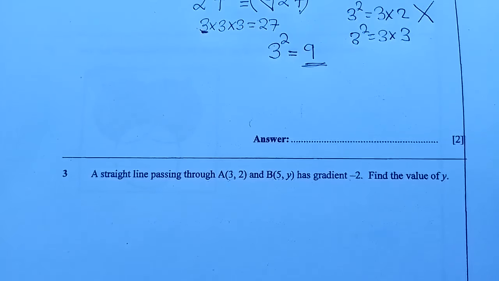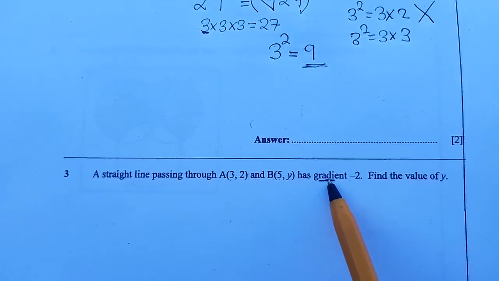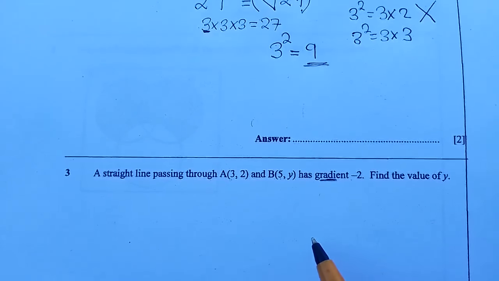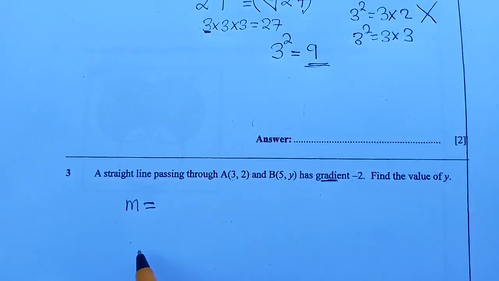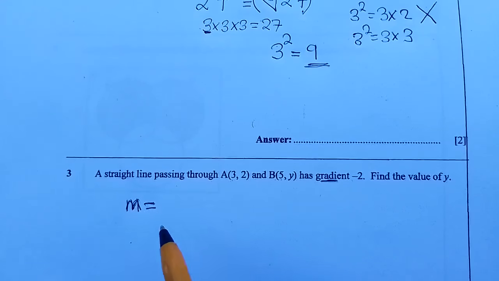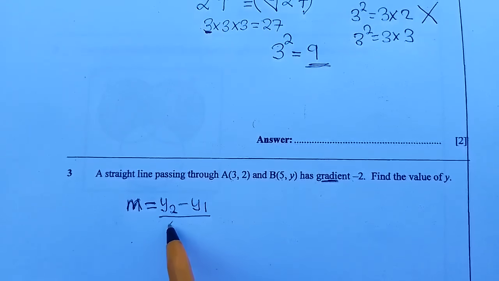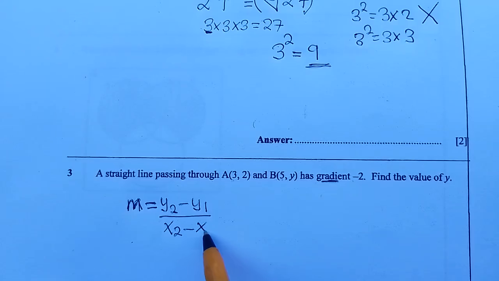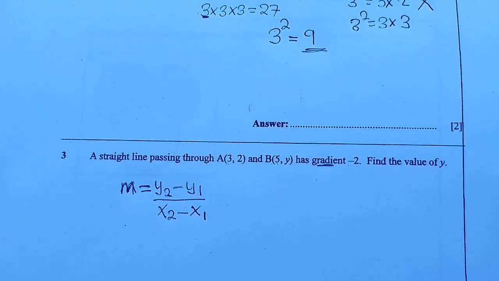How can we find the value of y? The key thing here which we are given is the gradient. So what is the formula for gradient? You know that the formula for gradient, we denote gradient as m, is m is equal to y2 minus y1 over x2 minus x1. This is the formula we use for gradient.